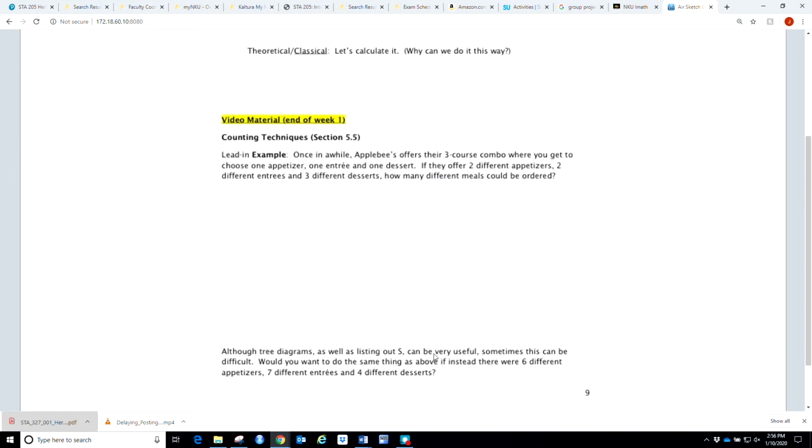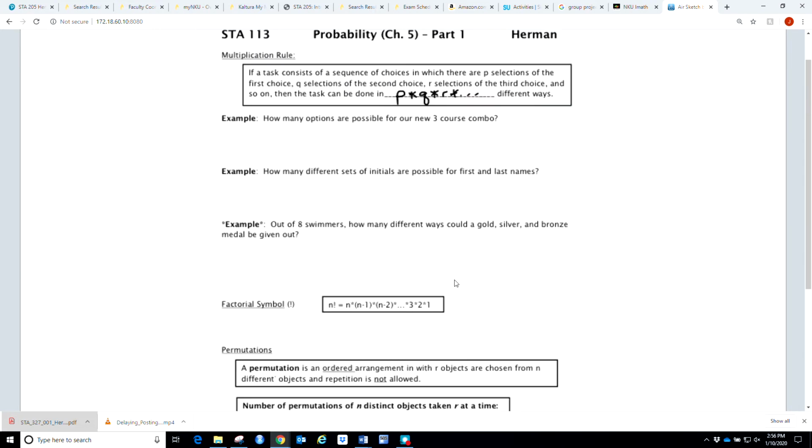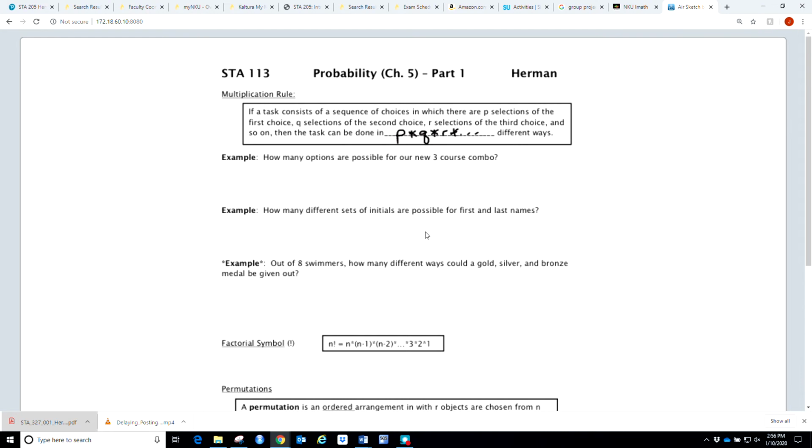So that's how our multiplication rule works. Let's try it for a couple more examples. So we just did the one here for our new 3-course combo. So we had our 6 appetizers, our 7 entrees, and our 4 desserts to give us that 168 possible meals.